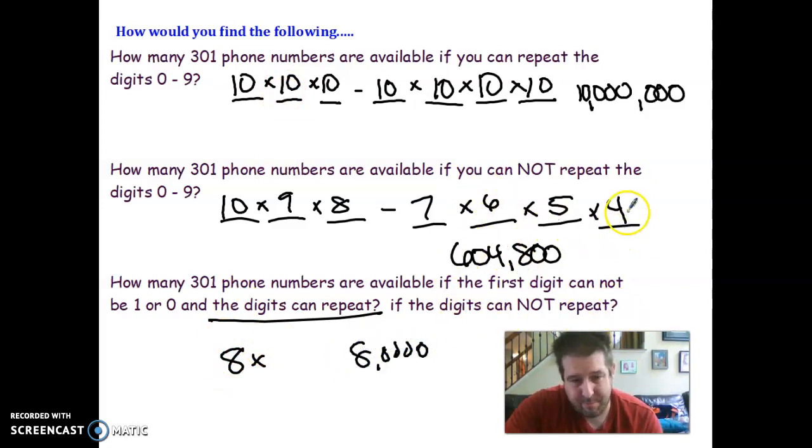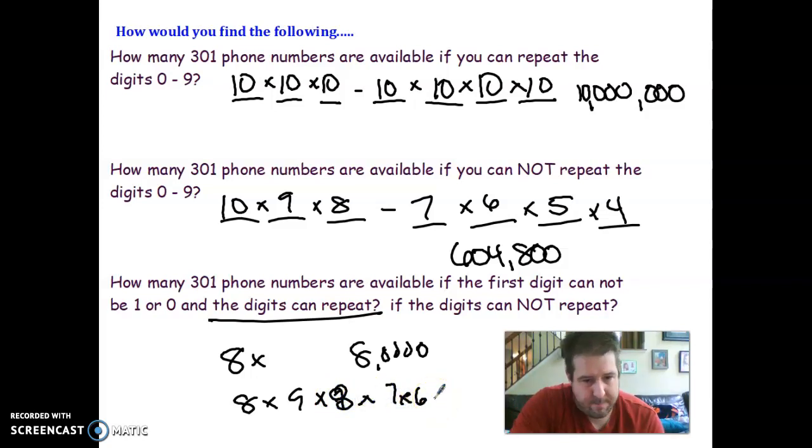But what if they cannot repeat? Well, it's going to be kind of the same thing as this, only instead of times 10, it's going to be times 9 times 8 times 7 times 6 times 5 times 4. So 8 times 9 times 8 times 7 times 6 times 5 times 4 equals 483,840. So that's significantly less than the 8 million there.